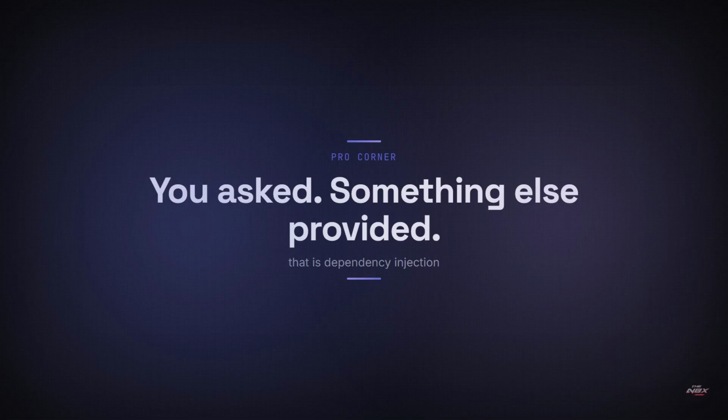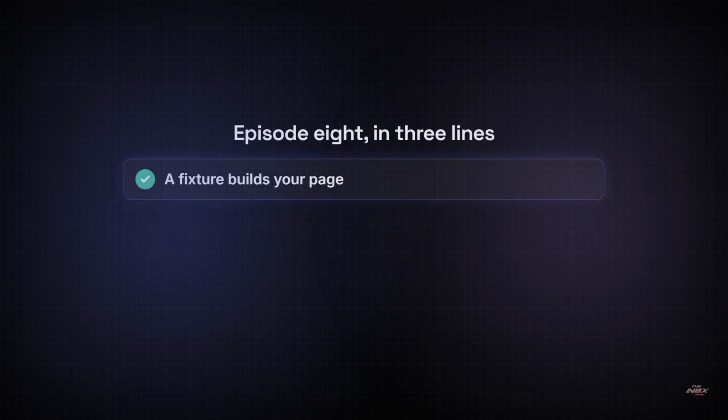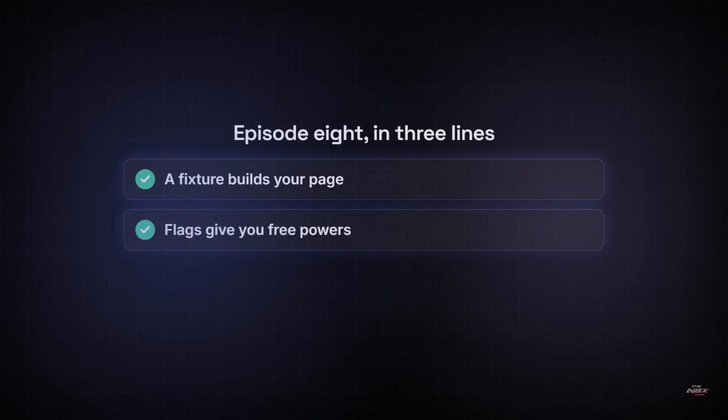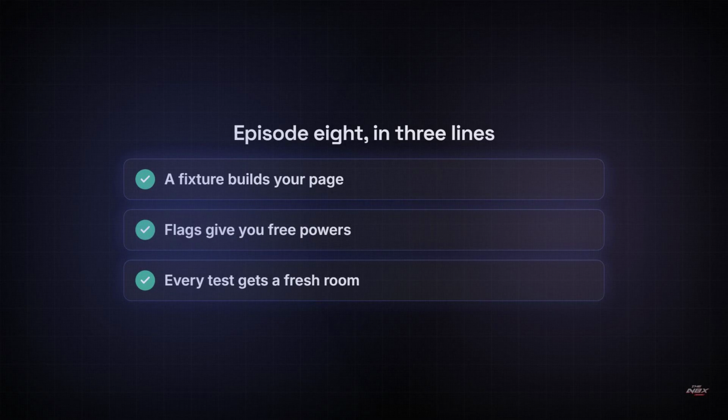One last thing, and it has a name. You asked for page. Something else worked out what that meant, and gave it to you. That is called dependency injection. Interviewers love that phrase. Episode 8, in 3 lines. A fixture builds your page and cleans it up. The flags give you new powers for free, and every test gets its own dressing room.